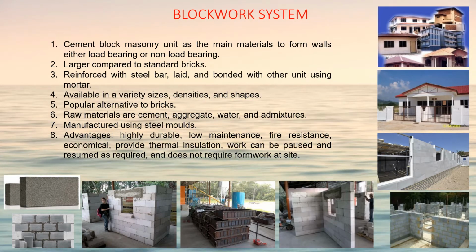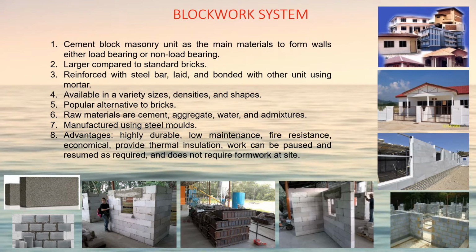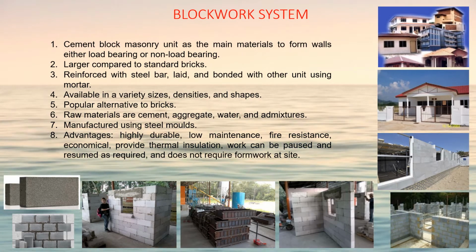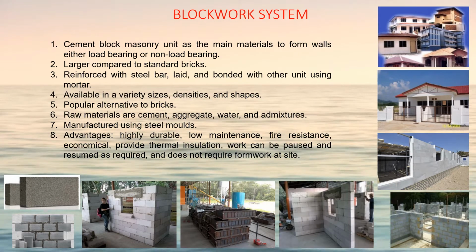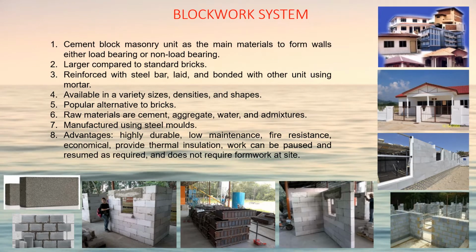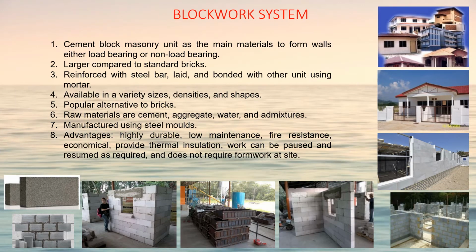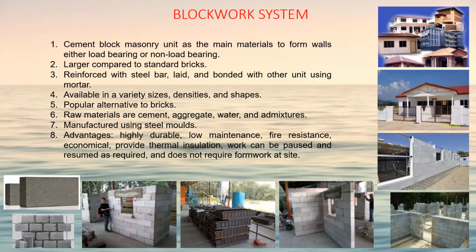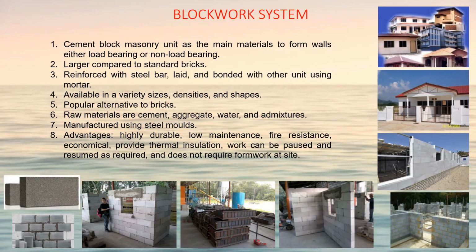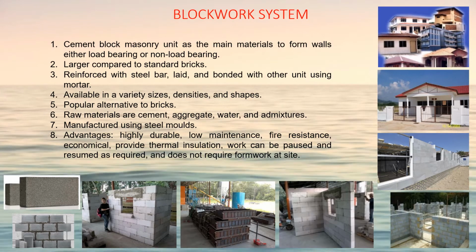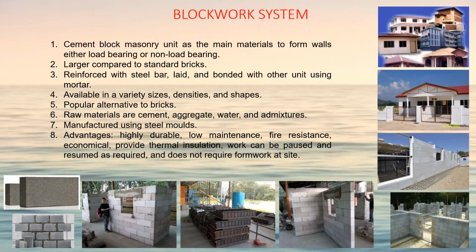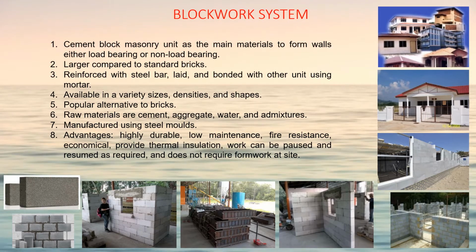The raw materials used to manufacture blocks are basically cement, aggregate, water and admixtures. Blocks are manufactured using steel mold. Some advantages of using blocks are highly durable, low maintenance, fire resistance, economical, provide thermal insulation, work can be paused and resumed as required, and does not require formwork at site.